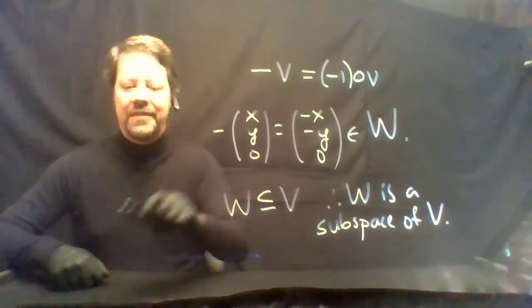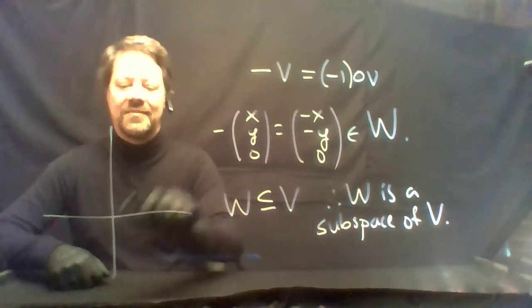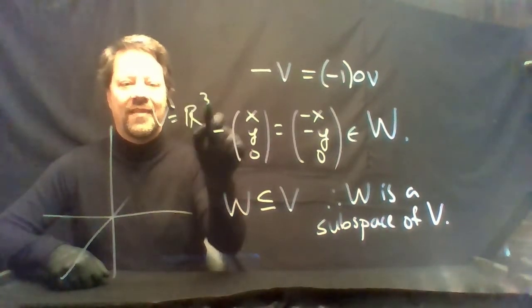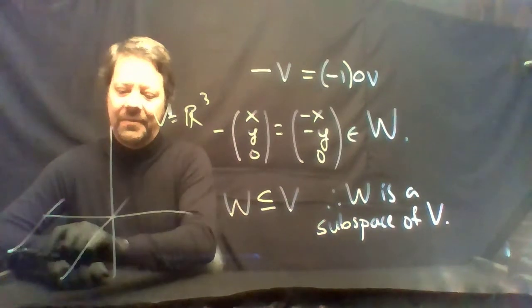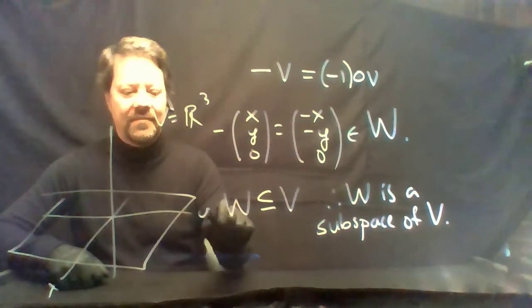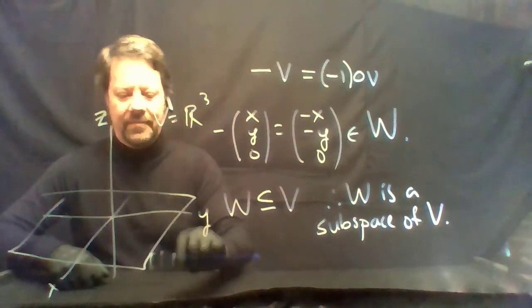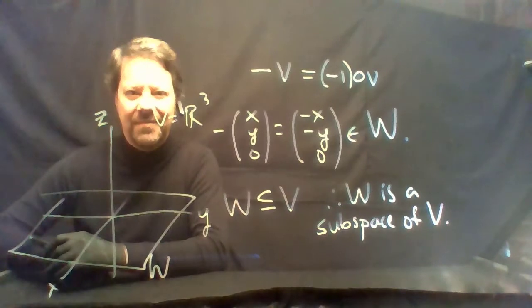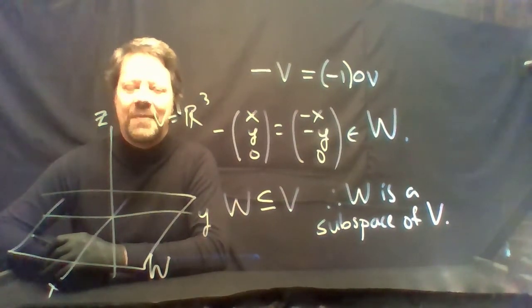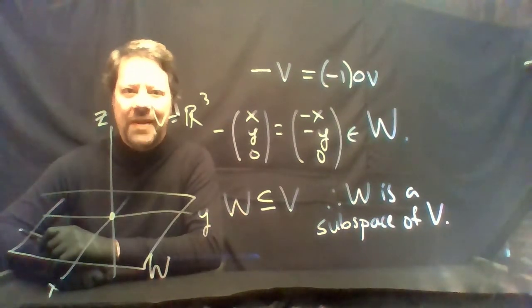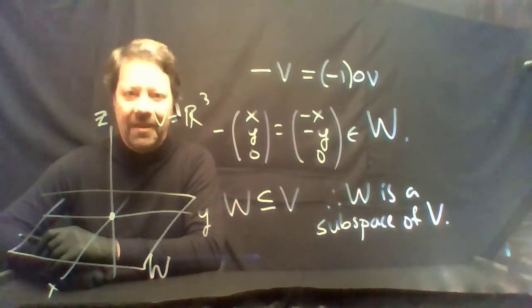We can get a picture of this vector space in this case. V is R3. W is the xy plane. A plane passing through the origin. Every subspace has to pass through the origin because 0 must be an element of a vector space.